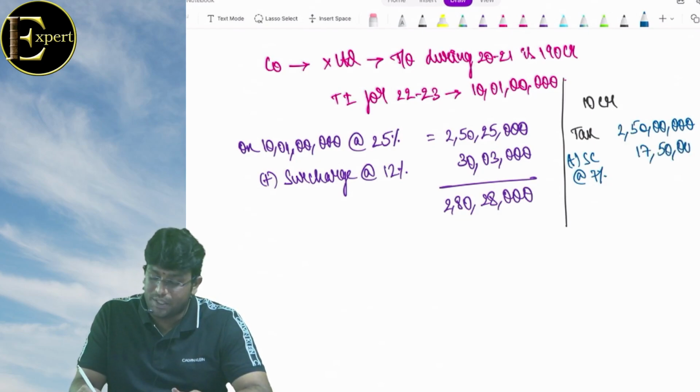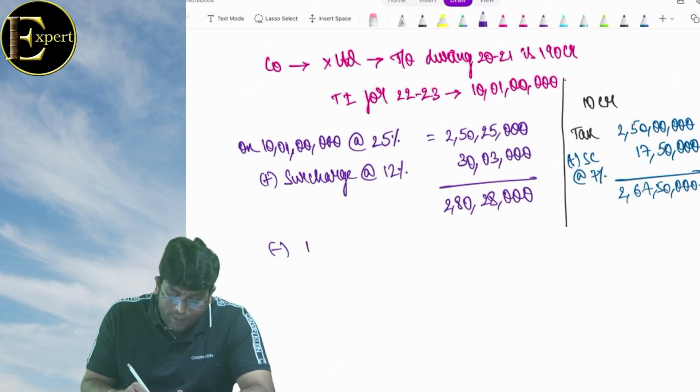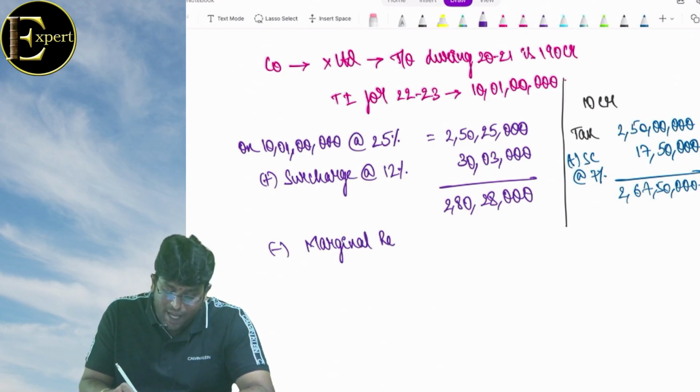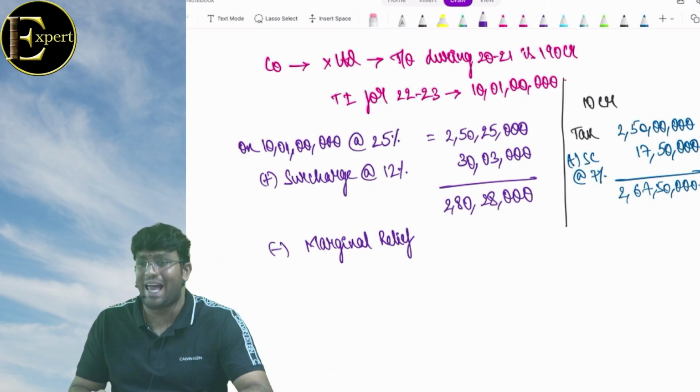17 lakhs 50,000. Total 2 crore 67 lakh 50,000. बेटा बराबर है? अब मुझे बताओ, what will be my marginal relief? सबसे बड़े marginal relief आएगा नहीं आएगा? आएगा, because difference in income is only 1 lakh. What is the difference in tax? Exactly. So what is the marginal relief?